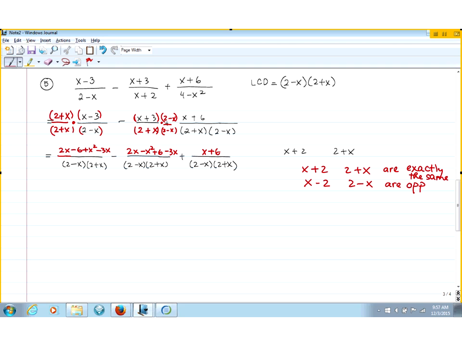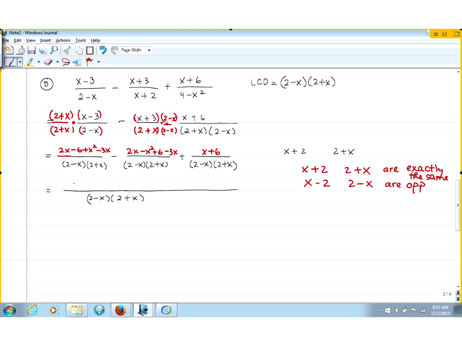Now let me stop here a little bit. Is it clear or not? Can I clarify anything, or are you guys okay? You're okay? Okay, so let's continue. Alright, so now let's combine. So this is 2 minus x, 2 plus x.